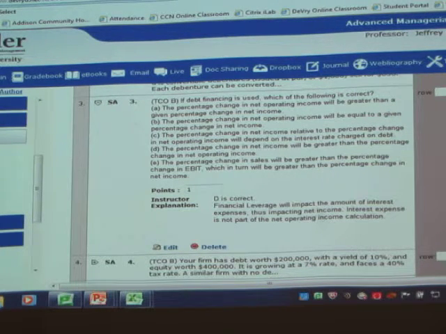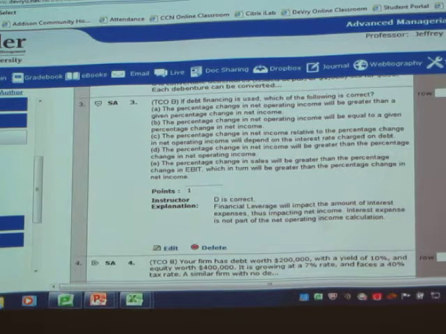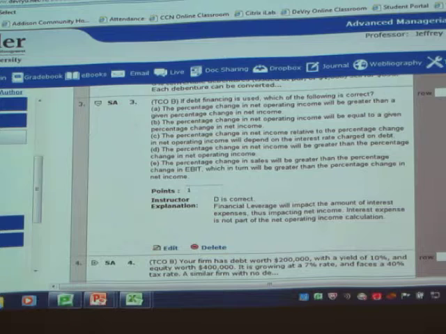Percentage change in net income will be greater than the percentage change in net operating income. Or percentage change with sales will be greater than the percentage in EBIT. EBIT is before what? Interest payments also, right? So financial leverage means I'm taking on debt. I'm taking on interest payments. That has no effect on net operating income.